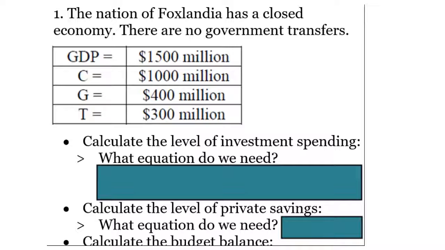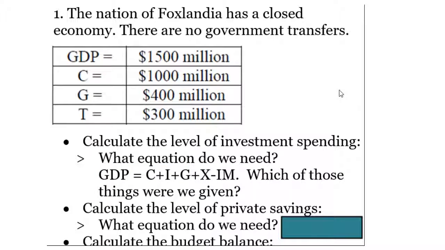So we're given some information. We're given the GDP. C stands for consumer spending. G, government spending. And T, taxes, tax revenue. So the first question says, calculate the level of investment spending. With the information that you have, which equation would you need to give you the investment spending? The GDP equation will give us that, because we know a few equations for investment spending. We know GDP, we know the saving investment identity, but we don't have savings here at all. So we have to use the GDP equation.